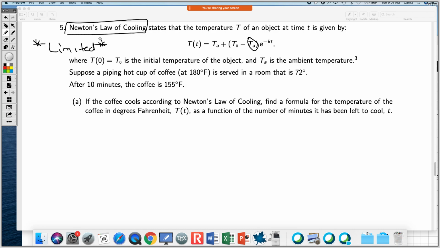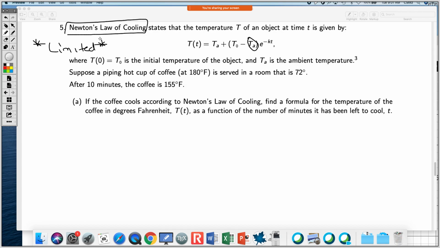And Newton's law of cooling, or warming, says the rate of warming or cooling is directly proportional to how much room there is to cool or to warm up. So the colder something is, the faster it's initially going to start to warm up. And then as it gets closer to room temperature, it's not going to be warming up as fast.